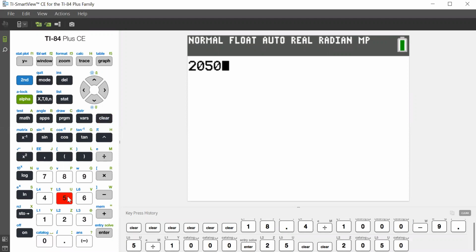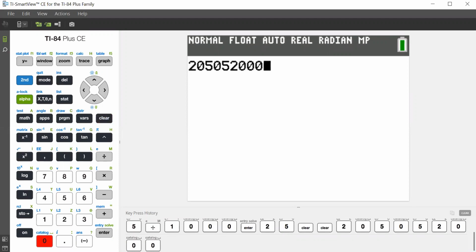205,052,000. Notice I didn't use any commas. And then I'm going to hit E. I want you to look, if you hit the second button, and look at the LN button. Let me put the cursor over it. See this LN button right here? And do you see the E to the X power that is right there?